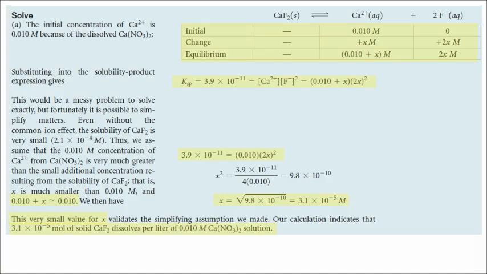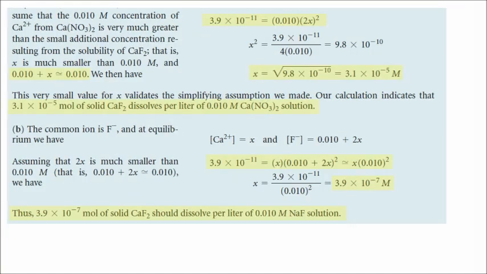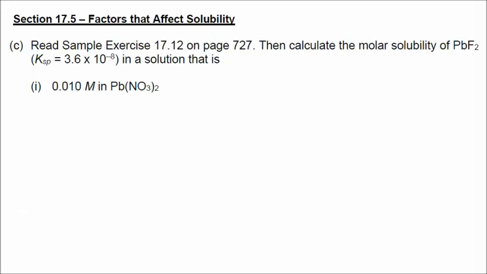Let's go ahead and do the other example, which is the fluoride. Same kind of situation. We have plugged in 0.01 for the concentration of fluoride. And again, there's a plus 2X term, which we can ignore, and we do the math and get 3.9 times 10 to the negative 7. That solubility of calcium fluoride in a solution that already contains fluoride is much less than it was in pure water.